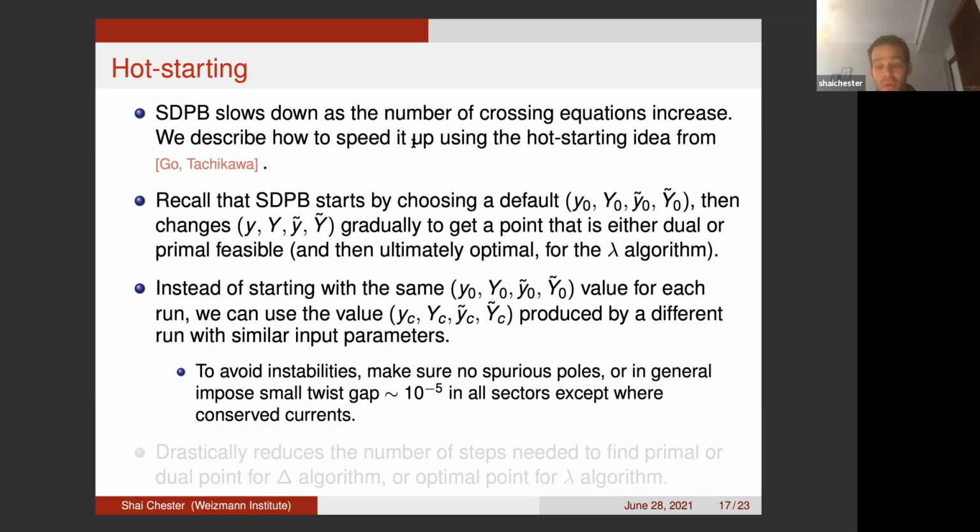An alternative method, which is a bit more general, is that you can always put a very small gap for all operators in all sectors. This is called the twist gap because you put it on every single spin, and you just make it so that the gap, instead of being the unitarity bound, is the unitarity bound plus 10 to the minus 5. And this will usually get rid of all these instabilities. It's also totally reasonable because unless you're looking at a conserved current, you wouldn't expect there to be an operator which is 10 to the minus 5 away from unitarity.